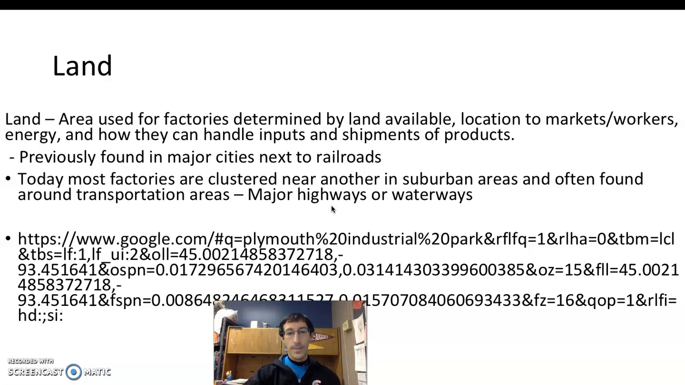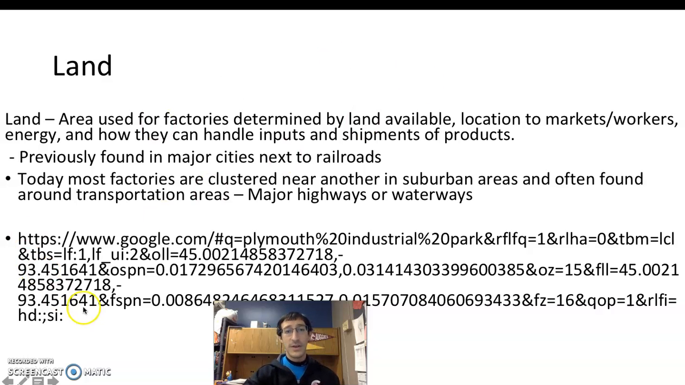So that's kind of what we have here, and this is an image of the industrial park in Plymouth near where I grew up, because again, it was right next to 494, 169, 94, all tied together. So it's very easy to transport those goods, and it's not that far away from the airport. You see a lot of those again in other parts of the Twin Cities metro and beyond too.